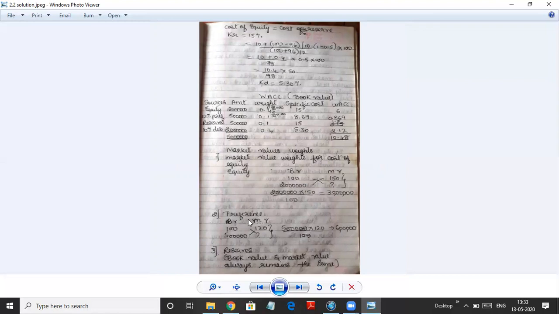Similarly, market value of preference shares, assume book value 100, they're selling at 120, so that's the market value. Balance sheet preference shares value is 5 lakh, so how much will be the market value? If you cross multiply, you get it as 6 lakh.